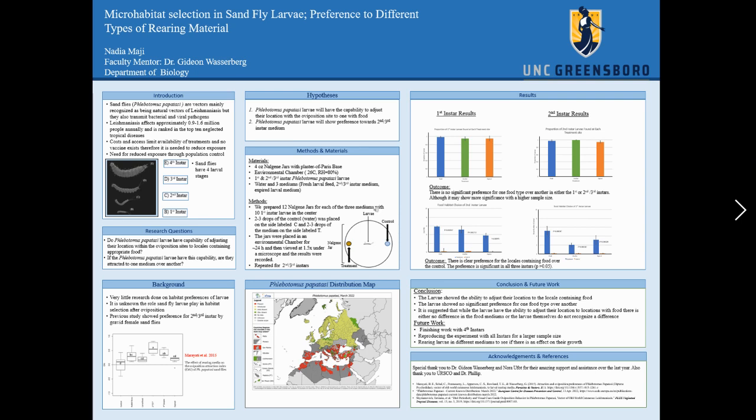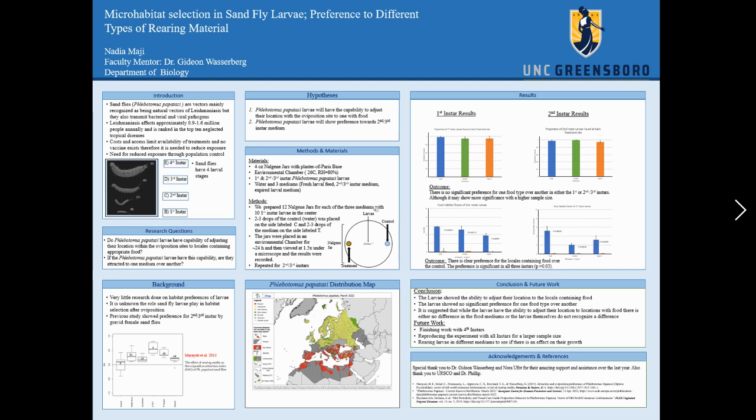For a little bit of background information, there's very little research done on the habitat preference of the larvae themselves. It's currently kind of unknown the role that sandfly larvae play in habitat selection after oviposition and hatching. Previous studies showed that adult gravid female sandflies had a preference for second, third instar medium.